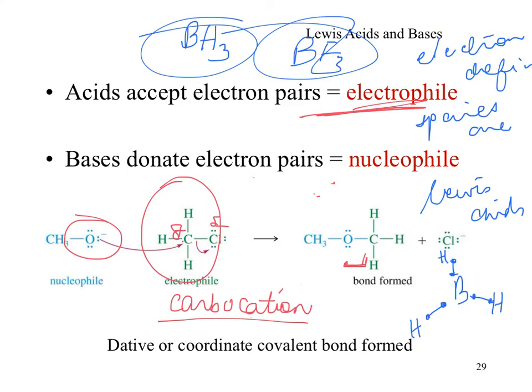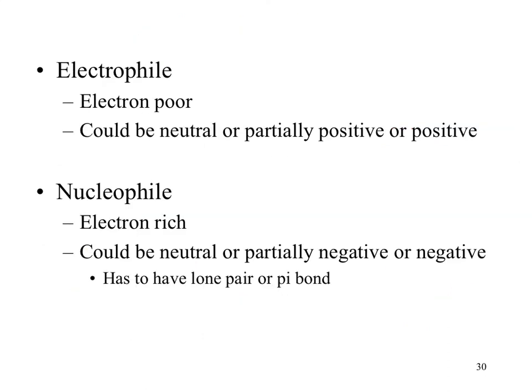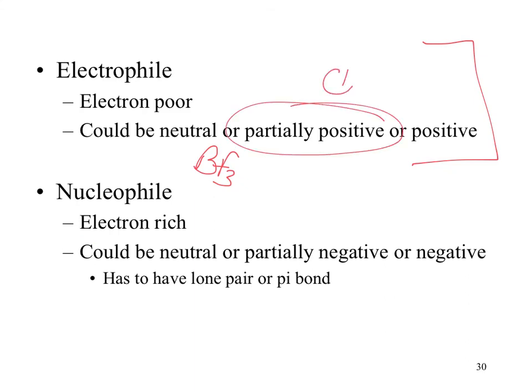Okay. So again, electrophiles are electron poor. They could be neutral, such as in the case of BF3 or BH3, or they could be partially positive, so a methyl carbocation, or even a proton.